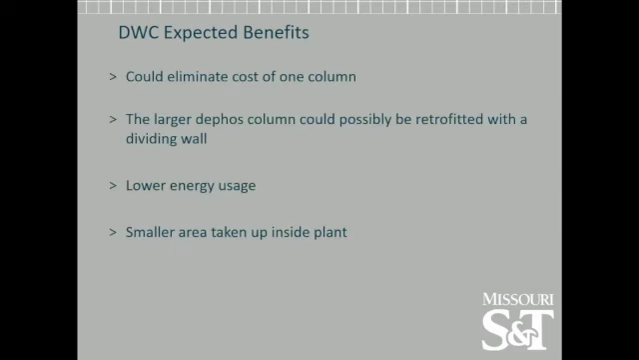Here are 4 reasons for using this method of process intensification. The first one is that we would eliminate the need for 2 columns. The second is the defos column would be retrofitted with the divided wall. We could also expect to see lower total energy usage and take up less real estate within the plant.